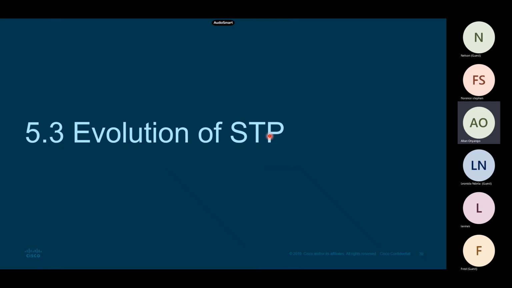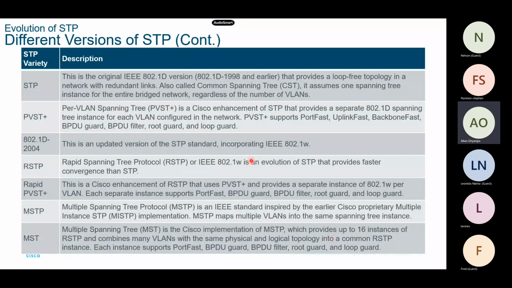And with that, we need to look at the evolution of spanning tree. Spanning tree has been evolving, all right? The first version of spanning tree was called STP. That is the original spanning tree, okay? And that was by IEEE, the standards organization for all the vendors. This was used back in the year 1998 and earlier. Later on, Cisco enhanced STP and created its own STP called PVST+, Per VLAN Spanning Tree. That was the one for Cisco.